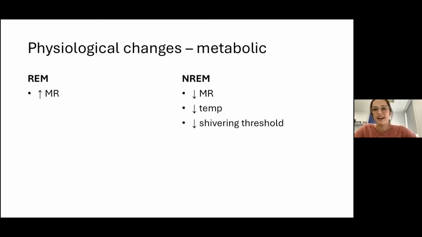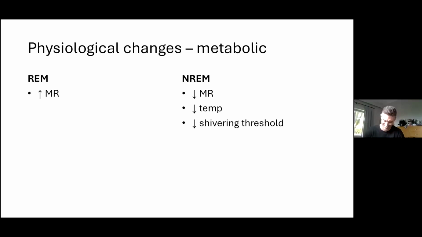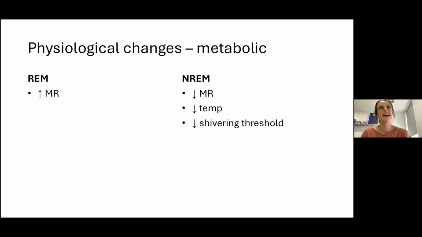Can you tell me how much your metabolic rate decreases by in non-REM sleep? It's about 10%. Can you tell me how much your temperature decreases by? Trying to unmute myself, sorry. It's not quite that much. It's 0.5 degrees and it's lowest at 3 a.m. So very good, everyone. Excellent.